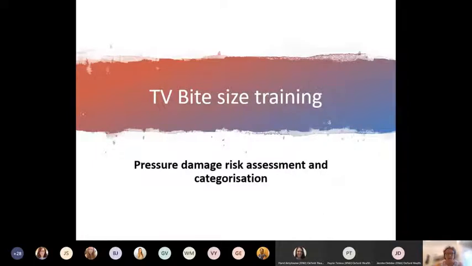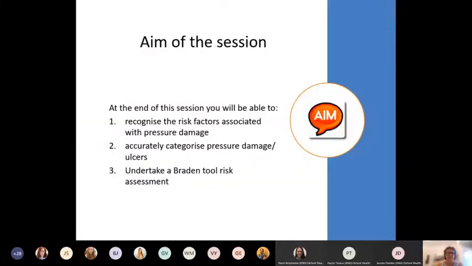Right, so here we are, pressure damage risk assessment and categorisation. So we're going to be looking at the risk factors associated with pressure damage, how to accurately categorise pressure damage ulcers, and then we're going to be looking at the Braden risk assessment tool as well.